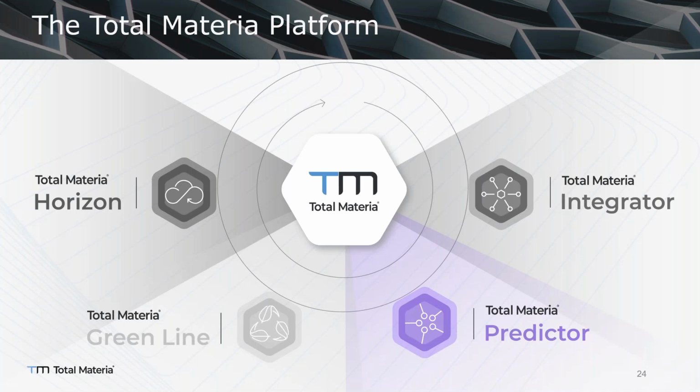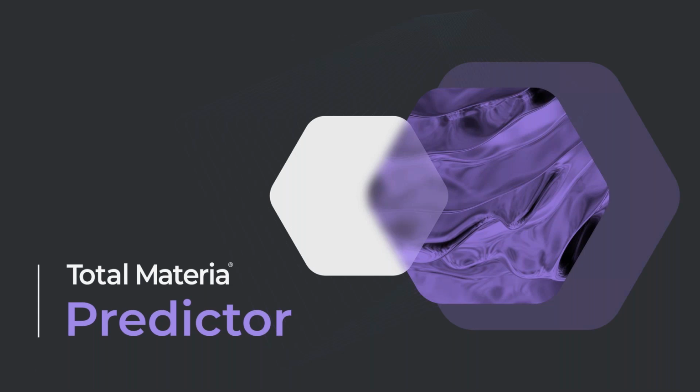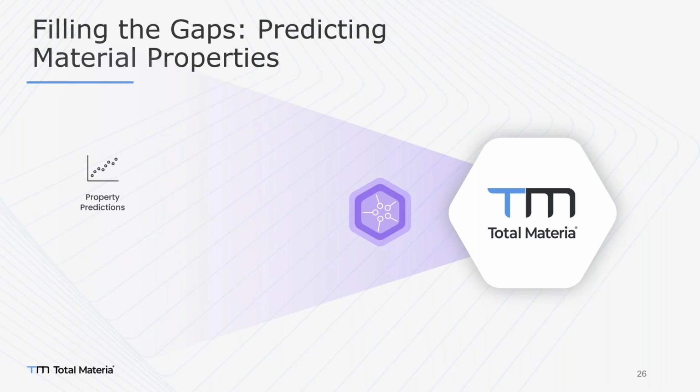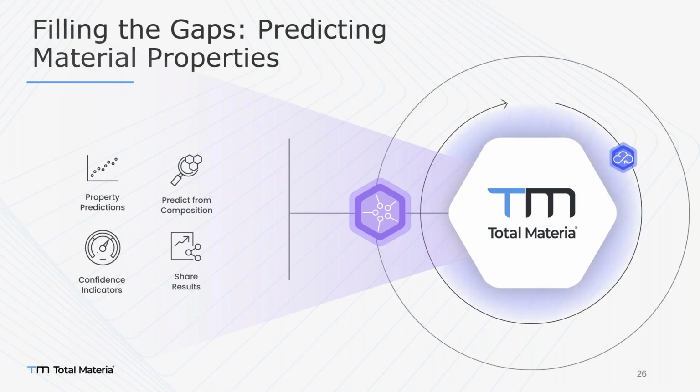And here is my favorite part, AI tool Predictor. Predictor is something beyond imagination, filling the gaps, predicting material properties. Total Materia is providing only accurate and reference data, but still, some of you guys need more information about this material. Do not go anywhere else with Ask Predictor. Property predictions, predict from compositions, confidence indicators, and you can share these results and save. So this is how it works.